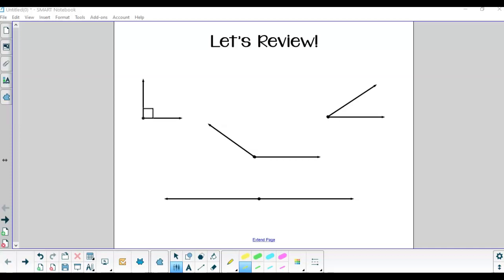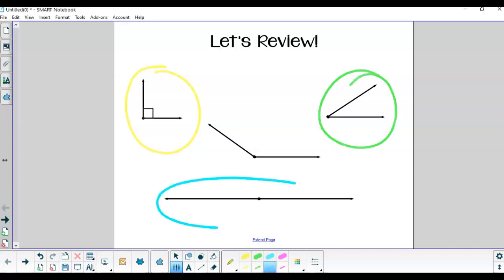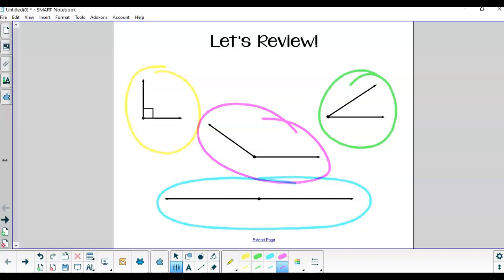Hey guys, before we get started with 16.3, let's do a little bit of a review. Last week we talked about angles. We talked about 4 different angles. We had this angle right here, an angle like this, an angle like this, and an angle like this. So what we're going to do right now is take a look at them and try to remember what these angles were called.